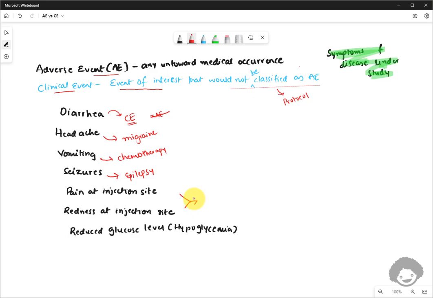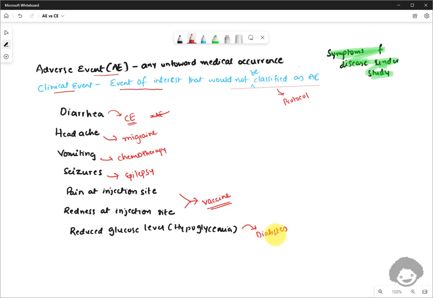Similarly, let's say we are studying a vaccine, in which the vaccine is being administered using an injection. Pain and redness are common things when we give an injection. These may not be called adverse events, and these could be events of interest in studies wherein vaccines are being administered using injection. In those cases, pain and redness at the site of injection would be called clinical events but not adverse events.